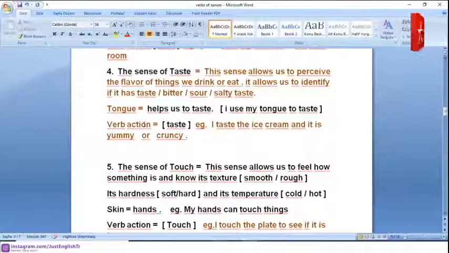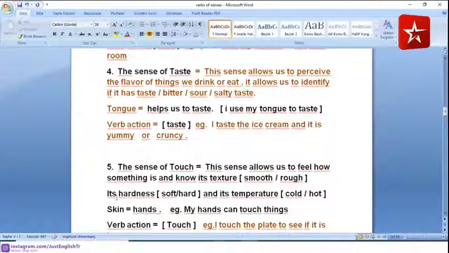Yes, Layla, I totally agree with you. Like you tasted the soup, it was too salty for you and too salty for me too. Thank you, Layla, for the great story. We have the tongue here, which helps us to taste. For example, I use my tongue to taste.